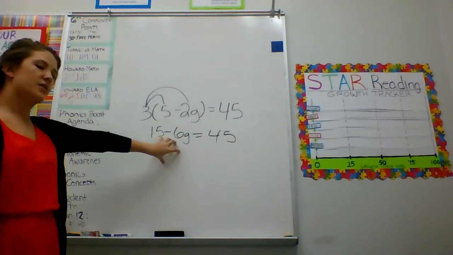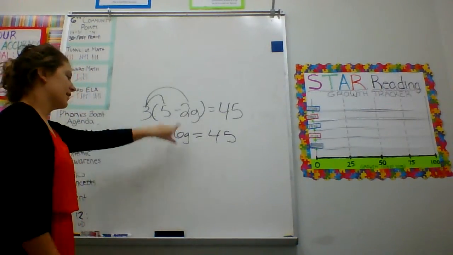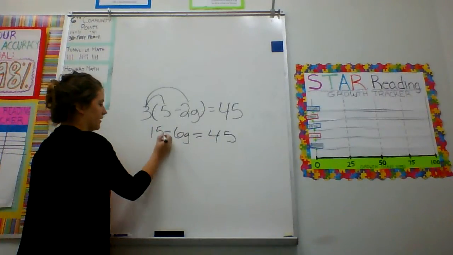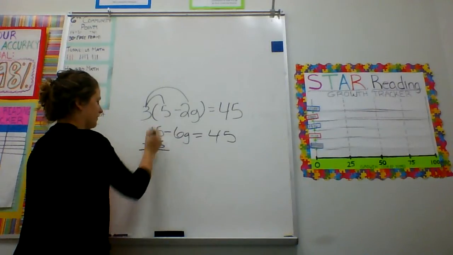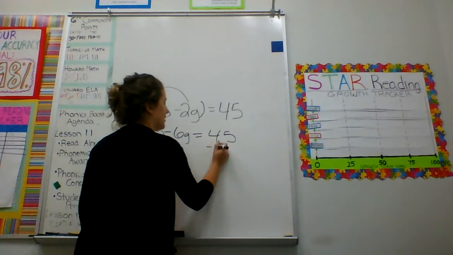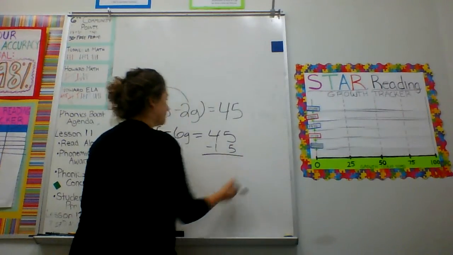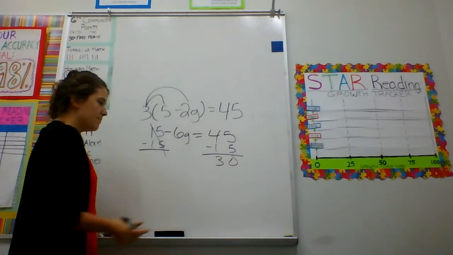Now again, I want my g's on one side and my constants on the other. I want to keep this negative 6g and I'm going to get rid of this 15. So to get rid of the 15, I'm going to subtract 15. 15 minus 15 will just leave me with a negative 6g. I'll subtract 15 from this side as well. 45 minus 15 will give me 30.